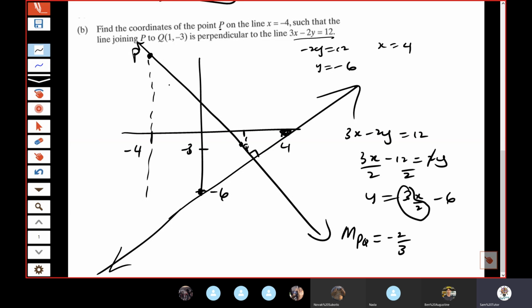But then instead of me finding the whole equation of the line, can't I just do y2 minus y1 over x2 minus x1? That's what I meant. So y2, -3, minus y1, over x2 minus x1, which is -4, equals -2 over 3. Come on, that's easy again. It really is.